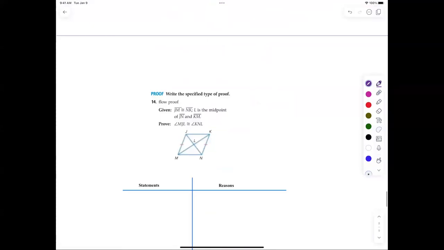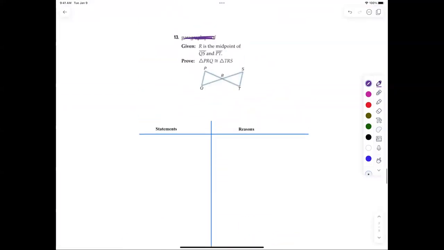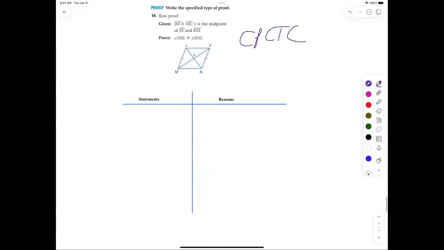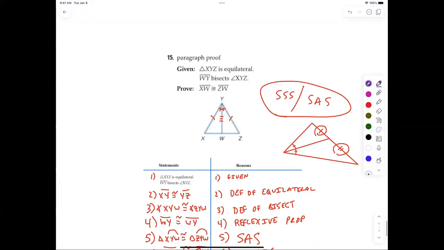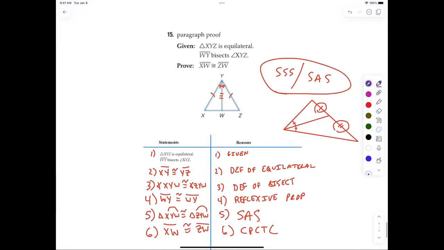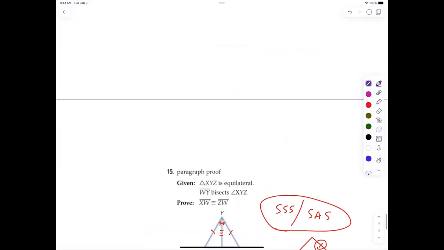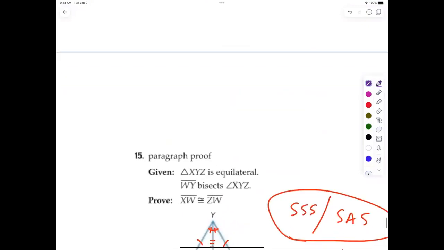Whenever you're trying to prove angles congruent or sides congruent, that means you're going to use CPCTC. So I want everybody to try 13, 14, and 15. Anybody have any questions? All right, equilateral.